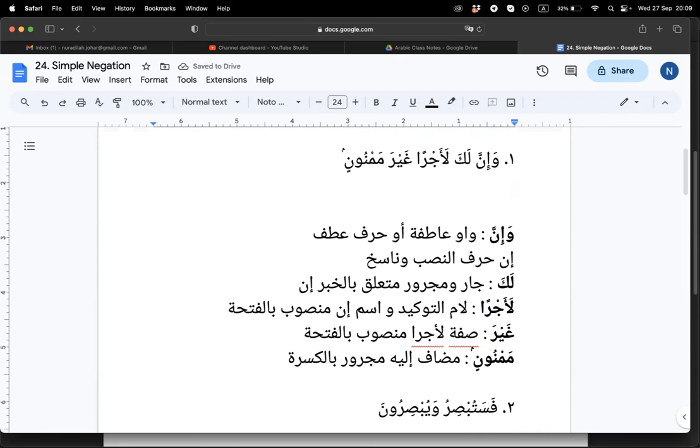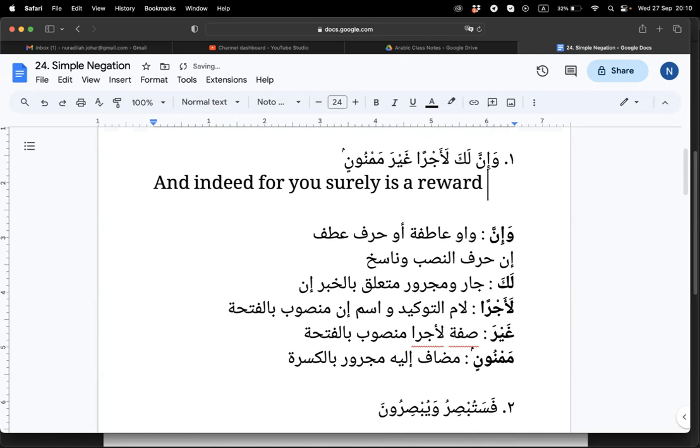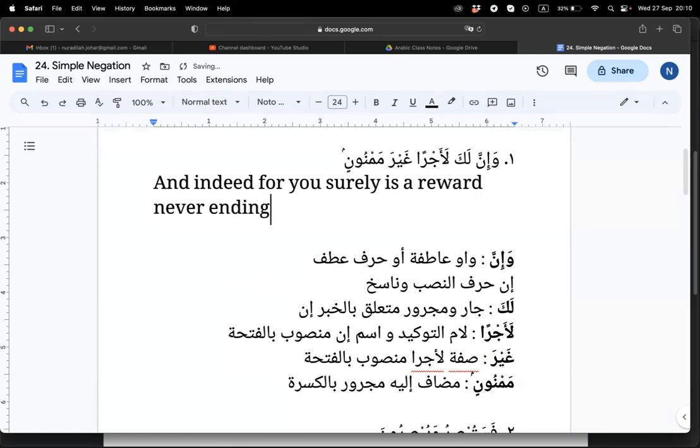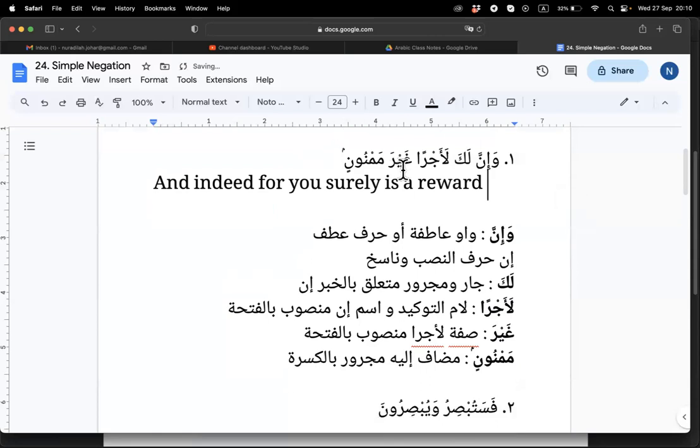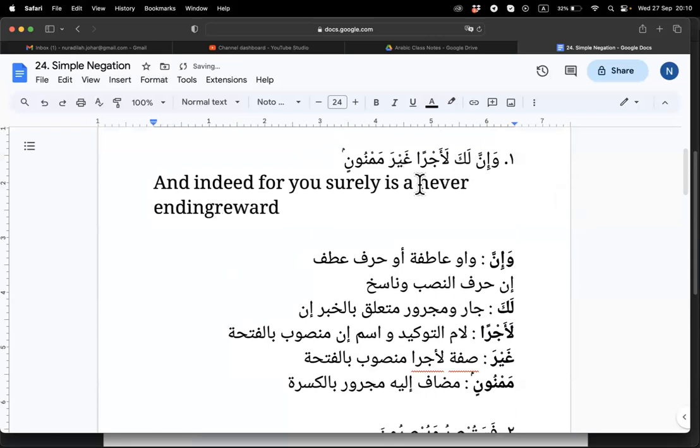And indeed, for you, surely the ajran is a reward, a never-ending reward. Am I right? Yes, never ending. So this is the sifa. So basically, you can say this before the word reward: it's a never-ending reward. Okay, good.